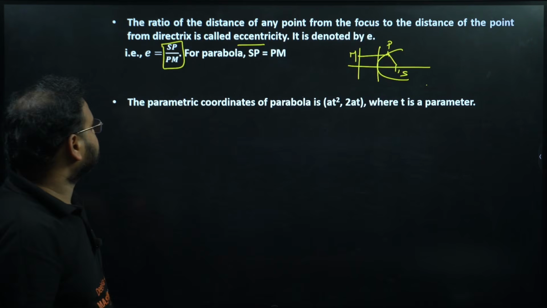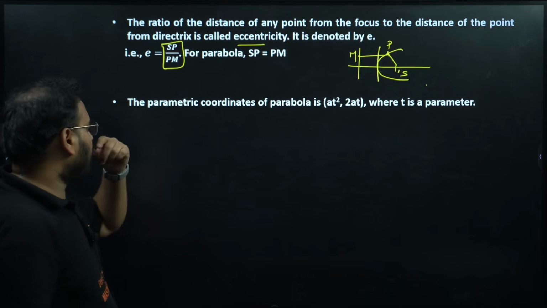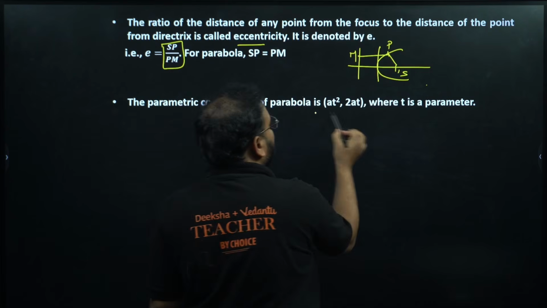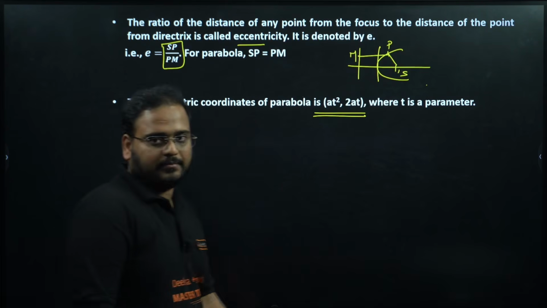Got it? Parametric coordinates of the parabola are given as at square and 2at. Rarely used, but still good to know.